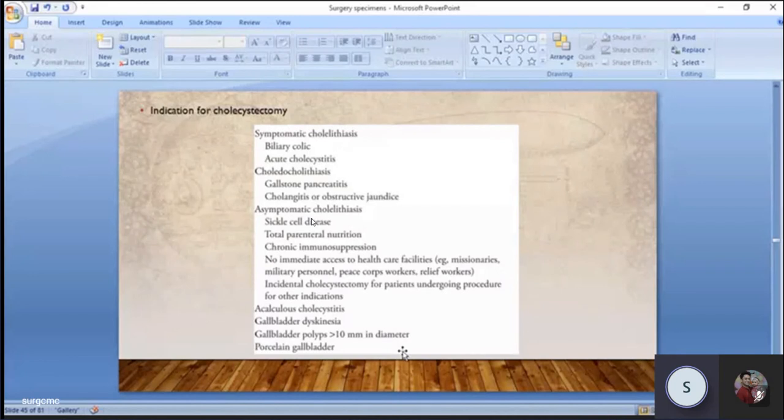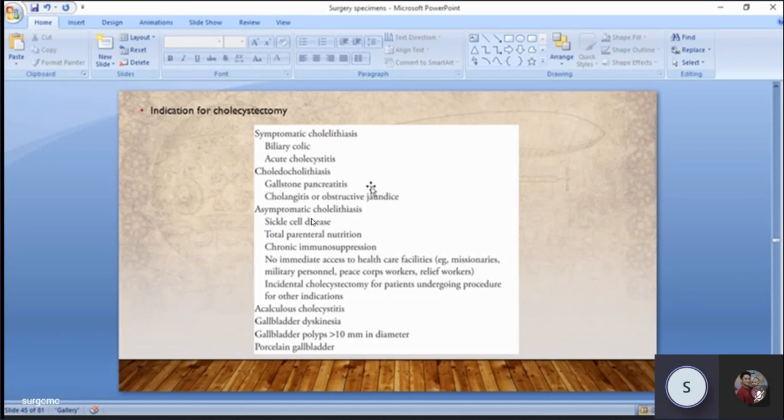So what are the indications? Next, what are the indications of cholecystectomy? Symptomatic cholelithiasis, biliary colic or acute cholecystitis, choledocholithiasis. Choledocholithiasis is a stone in the CBD, but usually CBD stones are classified as primary and secondary, and the most common is the secondary one, which has descended from the gallbladder. So we have to do cholecystectomy in choledocholithiasis patients also.